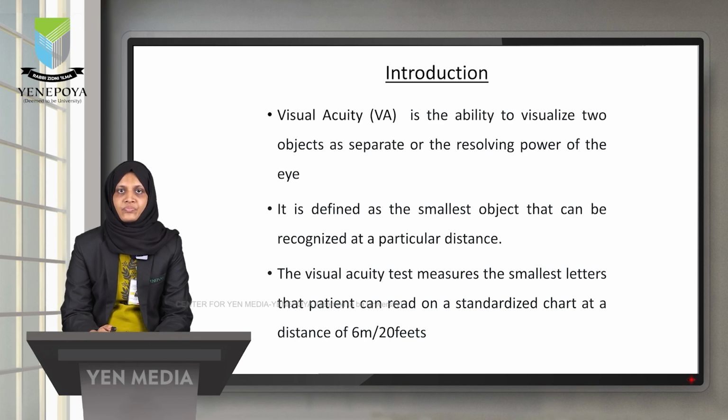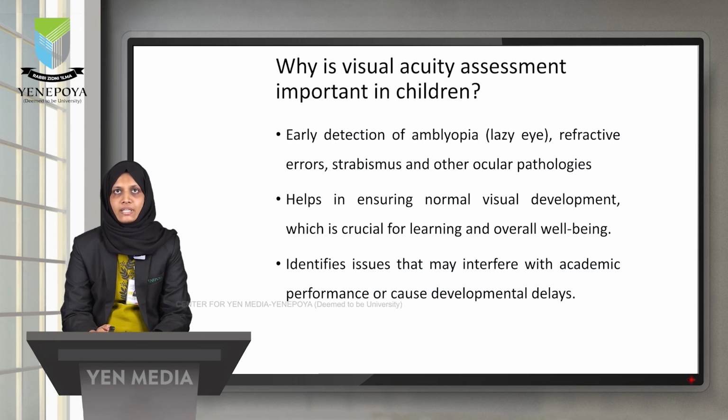Visual acuity is defined as the smallest object that can be recognized at a certain distance. In visual acuity testing, we ask the patient to read the smallest letter they are able to see in a visual acuity chart at a particular distance, that is 6 meters or 20 feet. Now, why is visual acuity assessment important in children? It helps in early detection of amblyopia, refractive error, strabismus and other ocular pathology, helps in ensuring normal visual development, which is important for learning and overall well-being. And it also helps to identify issues that may interfere with academic performance or cause developmental delay.